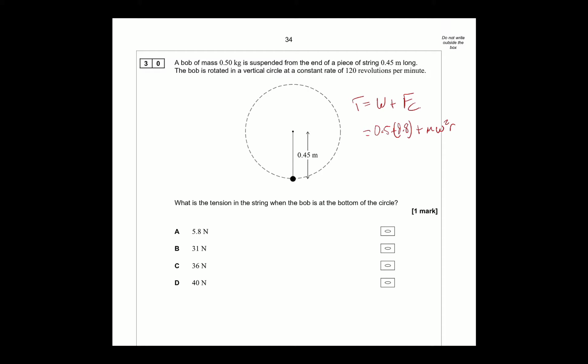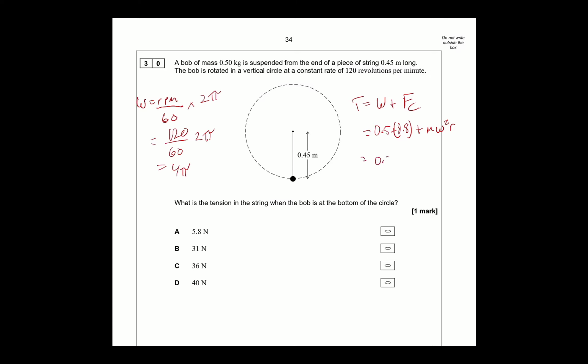Okay, but to go from RPM to omega: that's how many revolutions in 1 minute. We have to divide it by 60 to get revolutions per second. And because we need radians per second, I have to times it by 2 pi, because it's doing 2 pi radians every second. So 120 divided by 60 times 2 pi, and that equals 4 pi.